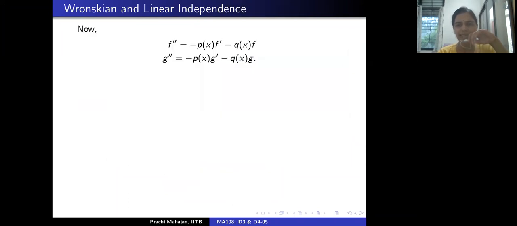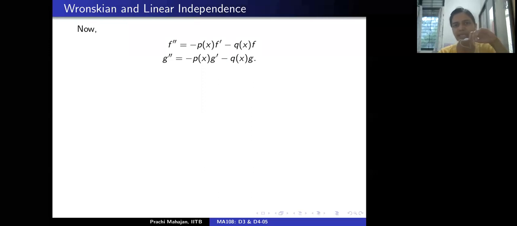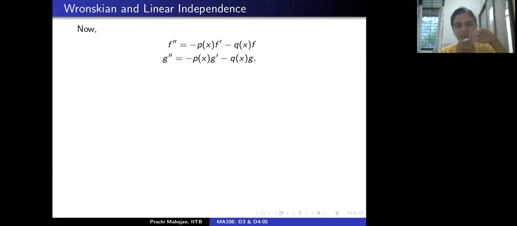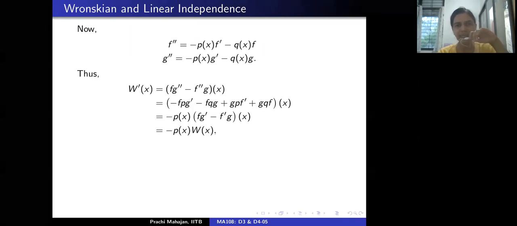I know that f and g are solutions of this ODE, right? Which means that f and g and the derivatives of f and g satisfy these equations that I have written on the slide. Correct? So if I plug in this information in the last equation on the previous slide, then what will I get?